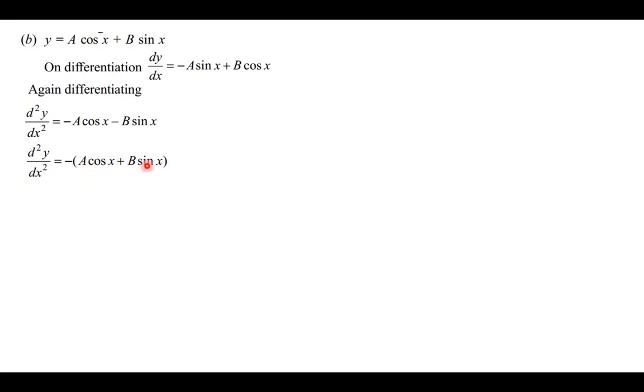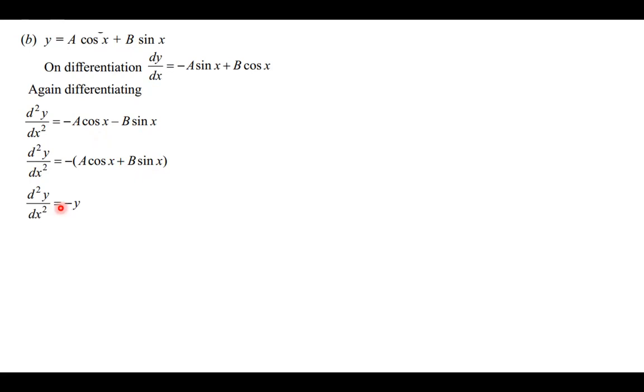But when you look at this, a cos x plus b sine x, isn't it just the same as y? It is. So while there is a cos x plus b sine x in this equation, we can simply replace that with y. And this is what we're going to have. After having this, I think we are done. This is the differential equation, because we've gotten rid of all the arbitrary constants. We don't have any arbitrary constant there.